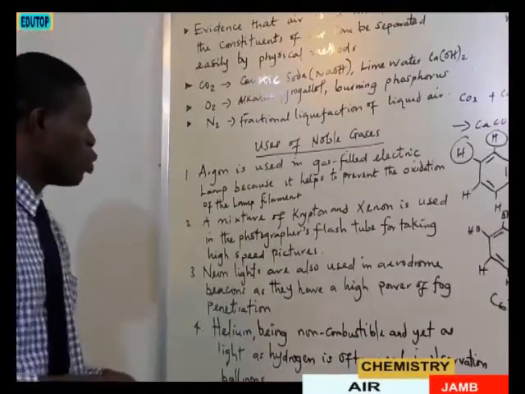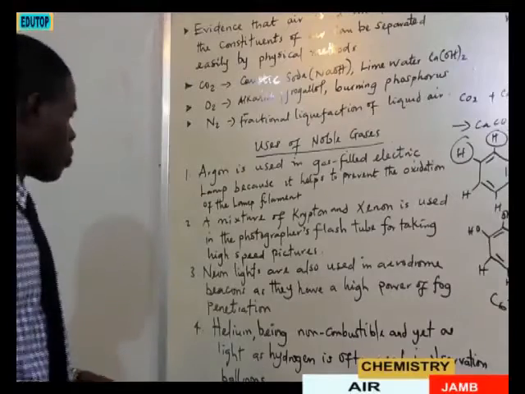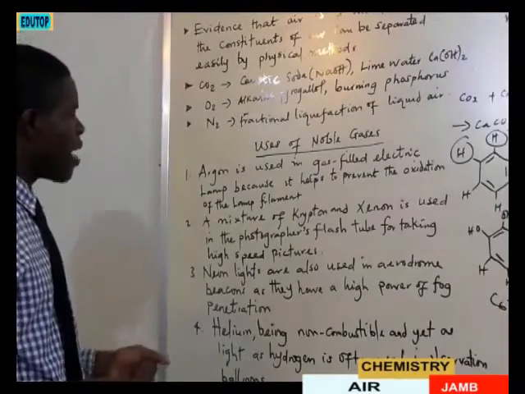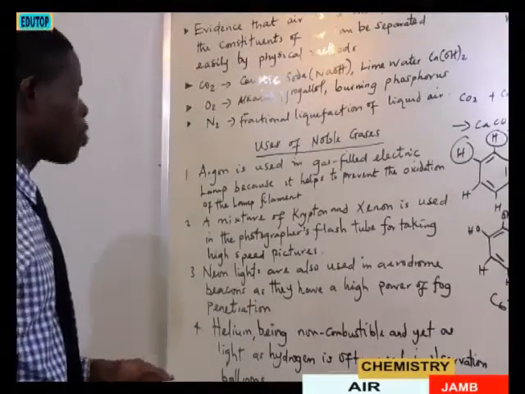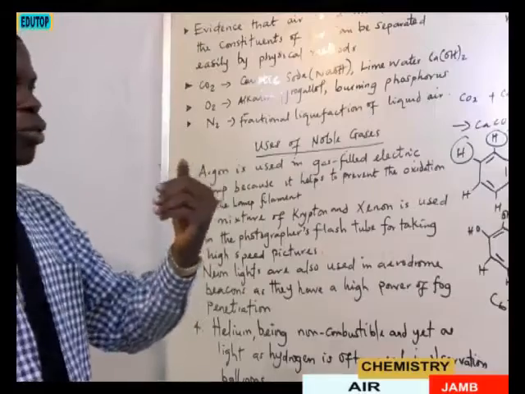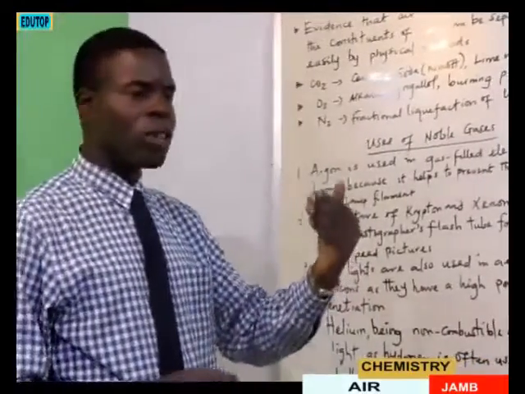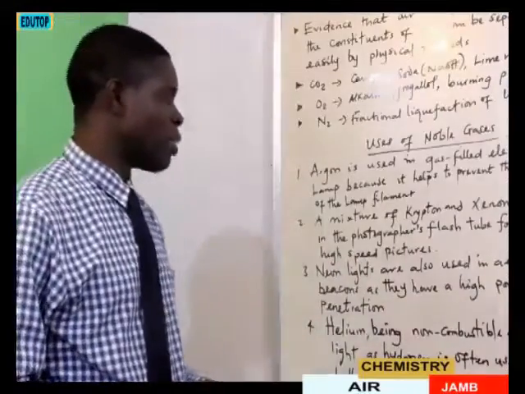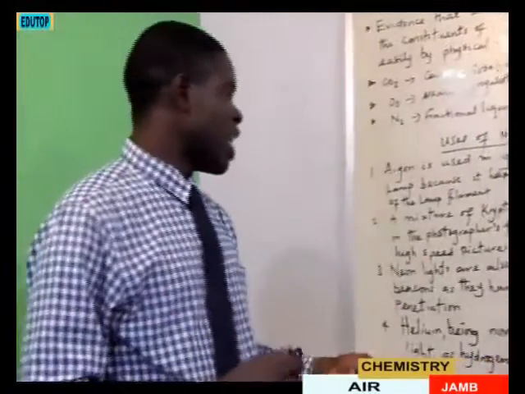Neon lights are also used in aerodrome beacons as they have a high power of fog penetration. So you have a mist, and you want it to be penetrated, so you can use neon lights because of the fact that they have a high power of fog penetration.